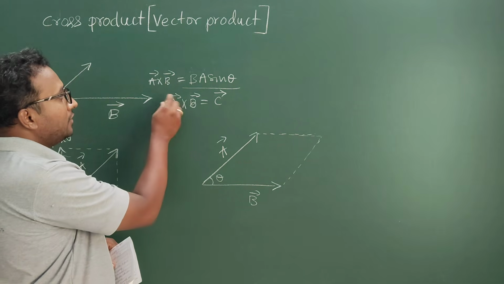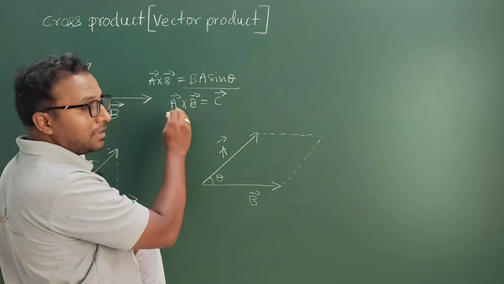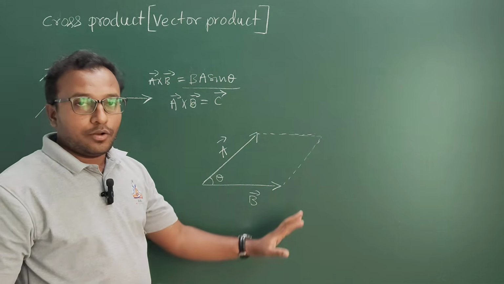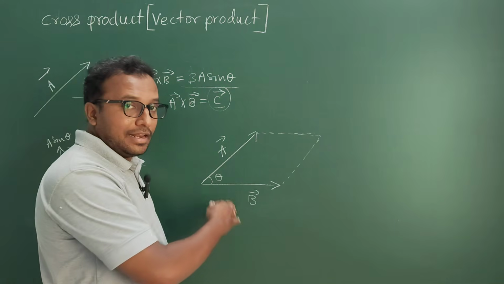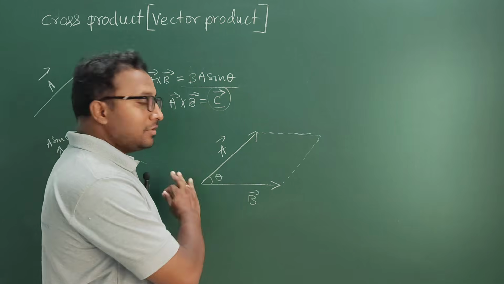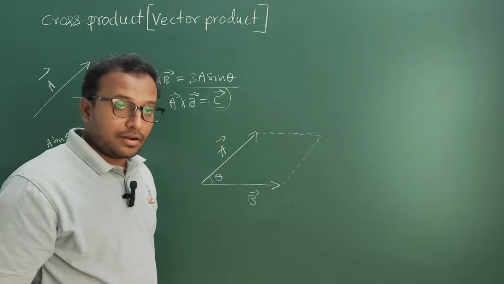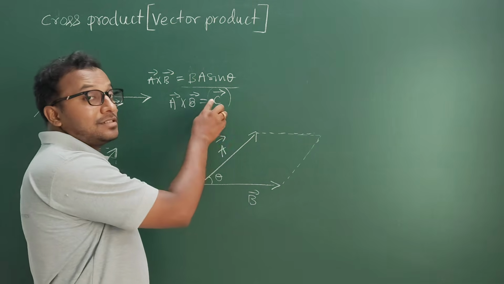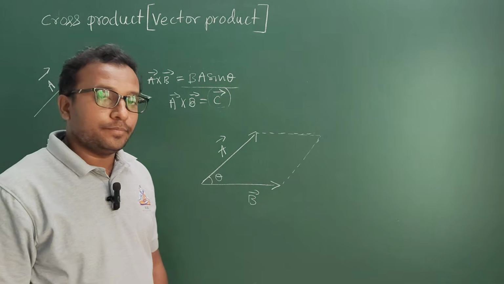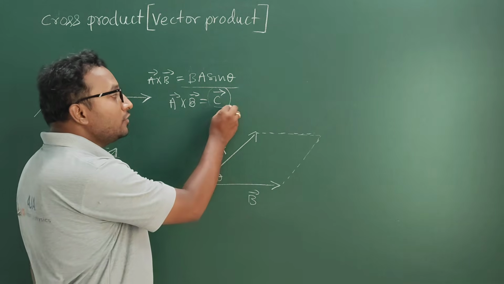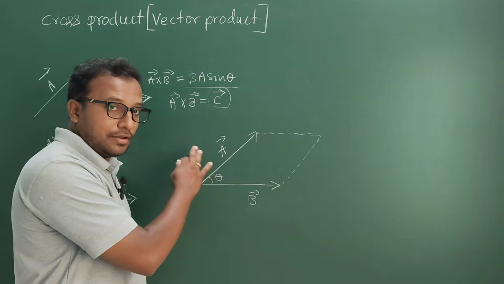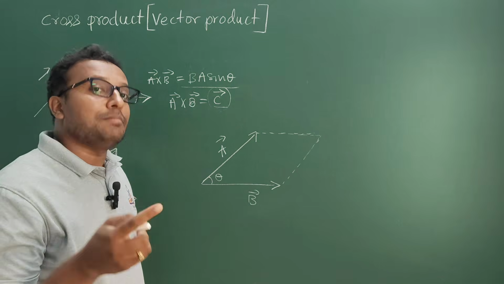Basically, the cross product of two vectors A cross B, which is nothing but AB sin theta or BA sin theta, gives the area of this parallelogram. The direction of this area can be obtained by drawing a perpendicular to this plane. That perpendicular is nothing but the resultant vector C of the cross product of the two vectors A and B. The length of this resultant vector, drawn perpendicular to the plane of this parallelogram, gives us the magnitude.